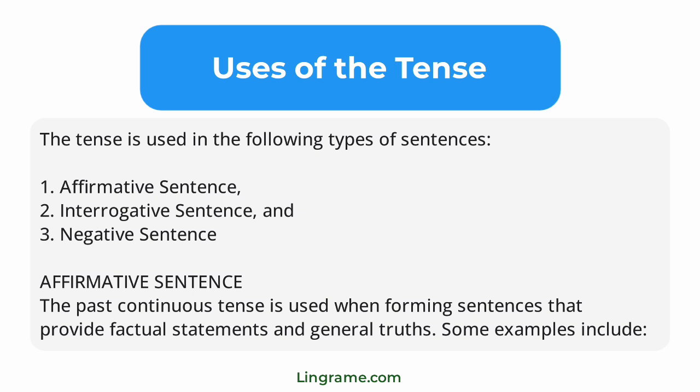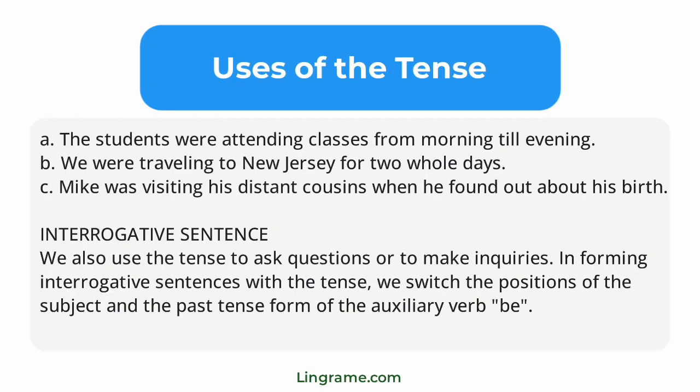The tense is used in the following types of sentences: affirmative sentence, interrogative sentence, and negative sentence. Affirmative sentence. The past continuous tense is used when forming sentences that provide factual statements and general truths. Some examples include: the students were attending classes from morning till evening. We were traveling to New Jersey for 2 whole days. Mike was visiting his distant cousins when he found out about his birth.